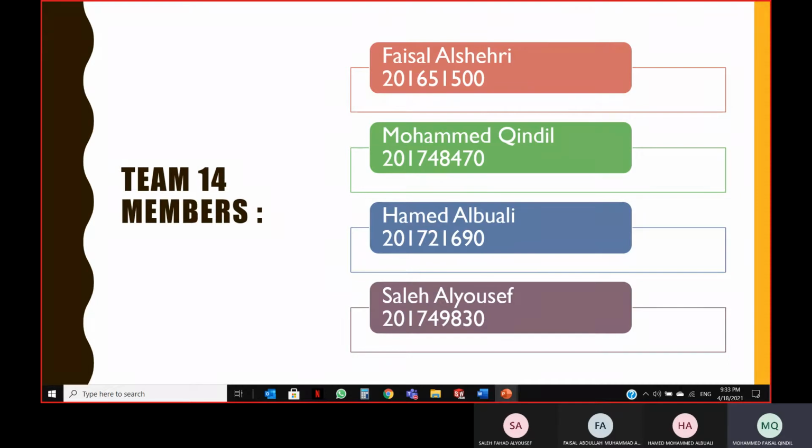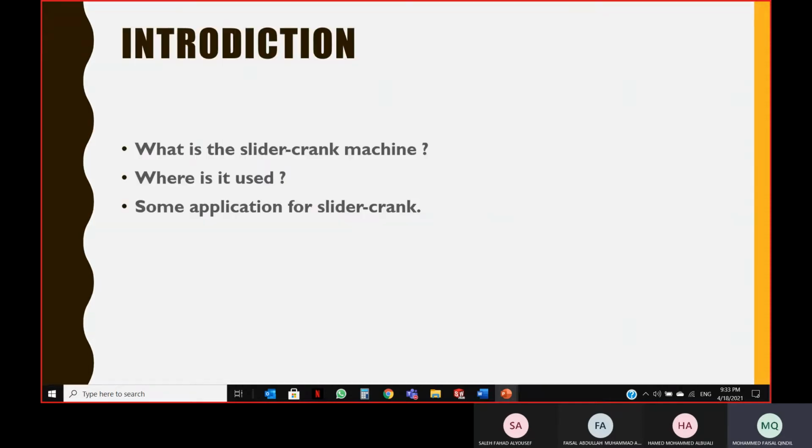In this presentation, we will talk about how the standard crank machine works and what it is used for, and some of the applications of the crank slider.